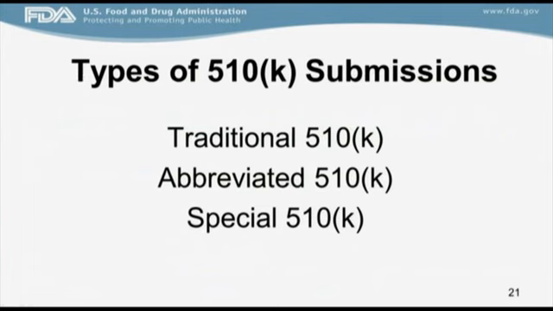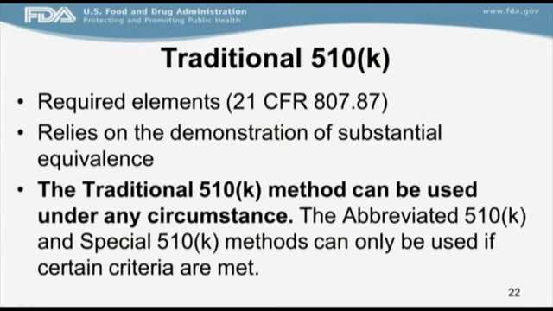There is a traditional 510K, an abbreviated 510K, and a special 510K. We're going to go through each one specifically. For a traditional 510K, you must submit the required elements of 21 CFR 807.87. These are typically the administrative requirements such as the business name, the trade name, things like that. The traditional 510K relies on the demonstration of substantial equivalence. It's important to note that a traditional 510K can be used under any circumstance. The abbreviated and special 510K can only be used if certain criteria are met.